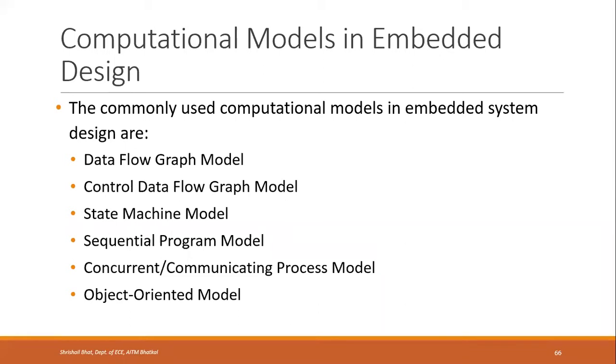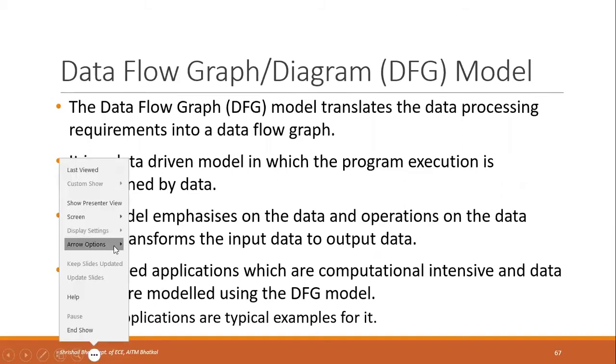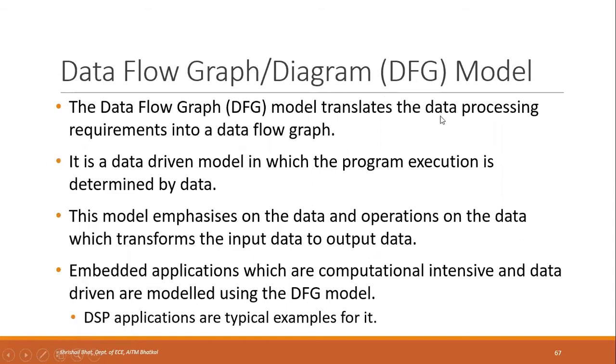The first one is data flow graph model. The data flow graph model is also called data flow diagram model. In short, we call it DFG. This translates the data processing requirements into a data flow graph. The data processing requirements will be captured from the system requirements, and we translate that into a data flow graph, like how the data flows, like a flow chart or a flow diagram.